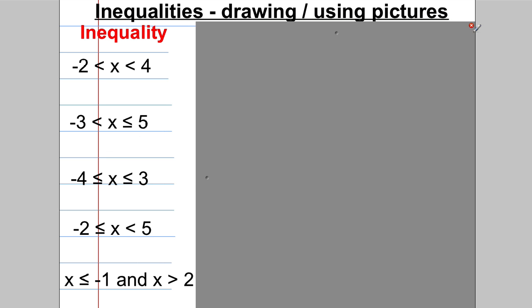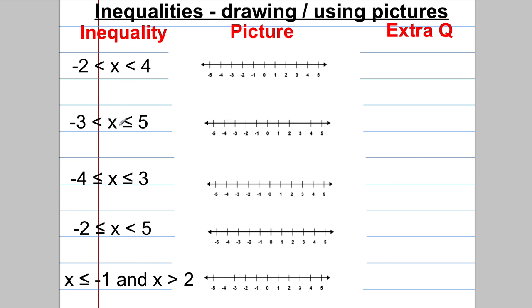Okay, next set of questions, slightly more complicated. So here are 1, 2, 3, 4, 5 inequalities. We're going to be asked to draw them and maybe another question about them. When x is sandwiched in between two inequalities, it means x is between these numbers. So x is between -2 and 4, so draw a circle at -2, draw a circle at 4. It can't be equal to either of those, so you don't colour it in, and you draw a line connecting the two. Done.